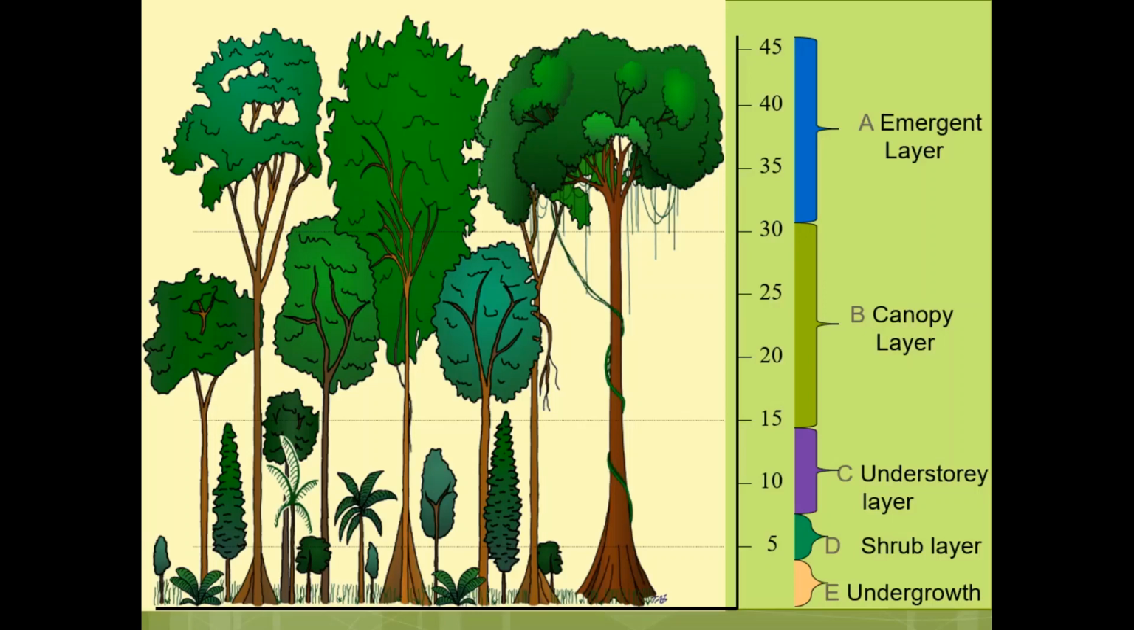So this is the dissection of a tropical rainforest. You will be able to see that there are these 5 groups of trees and vegetation, the tallest one being the emergent, then canopy, understory, shrub, and undergrowth. And take note also of the height of each layer.